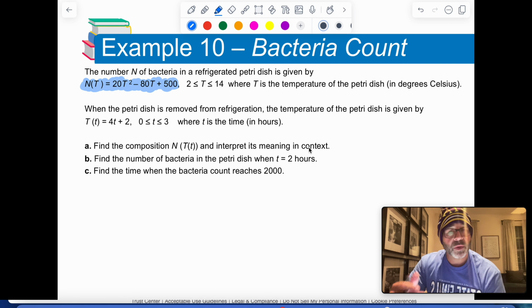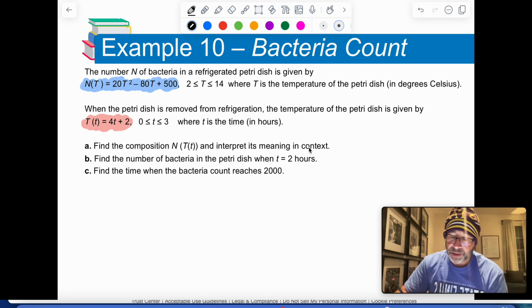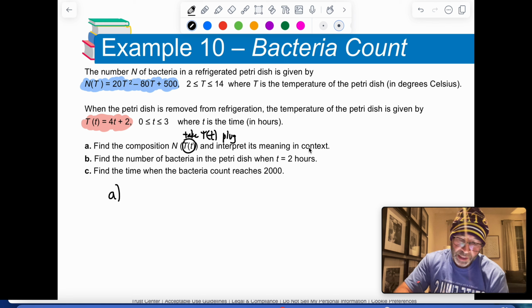When the petri dish is removed from the refrigerator, the temperature of the petri dish is given by the function T, the temperature in terms of time, and the time is from 0 to 3 hours. So there's that domain restriction on the second problem. So for part A, what it says to do is to find n of t of t. So what this says is to take t of t and plug it into n of t.